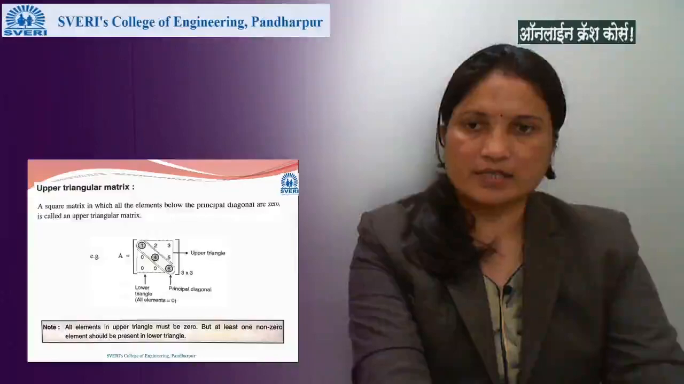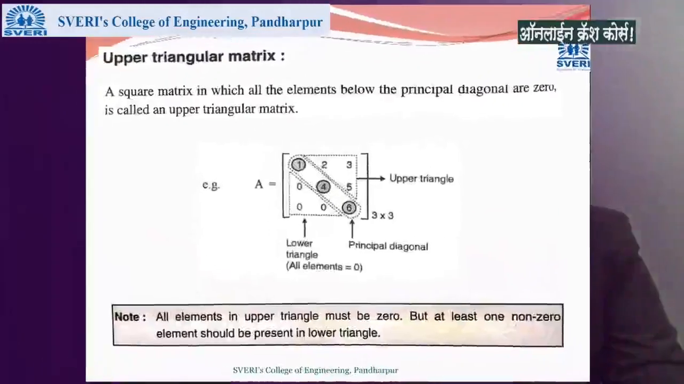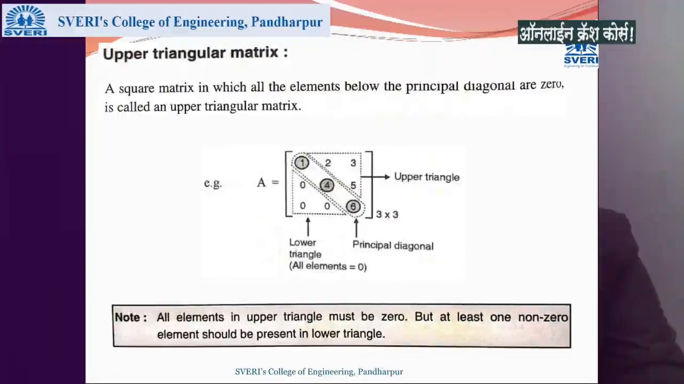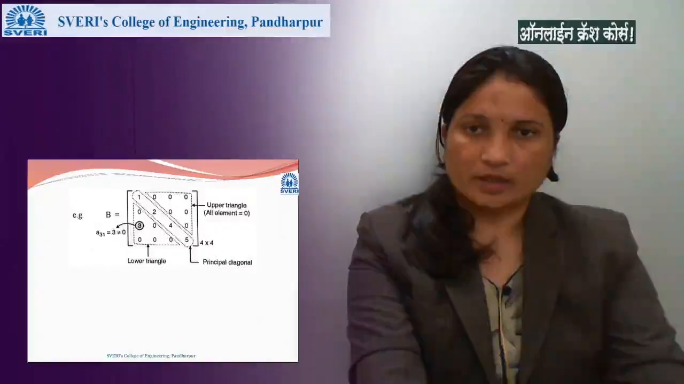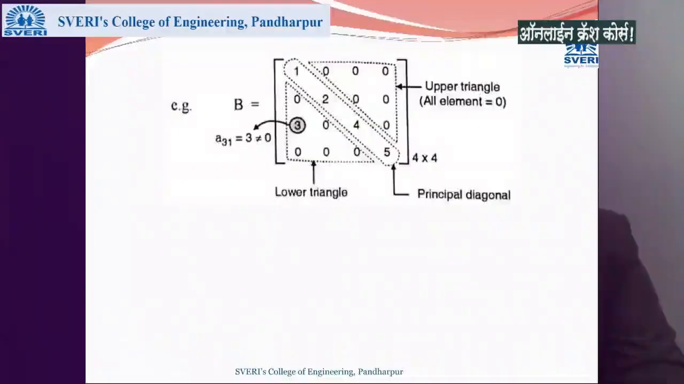Then upper triangular matrix and lower triangular matrix. As we know, a square matrix in which all the elements below the principal diagonal are 0 is called an upper triangular matrix, and a square matrix in which all the elements above the principal diagonal are 0 is called a lower triangular matrix. Look at this. Here we have a simple example of lower triangular and upper triangular.